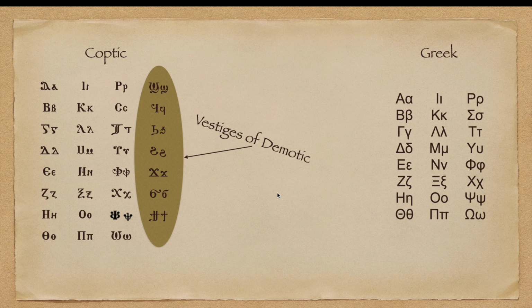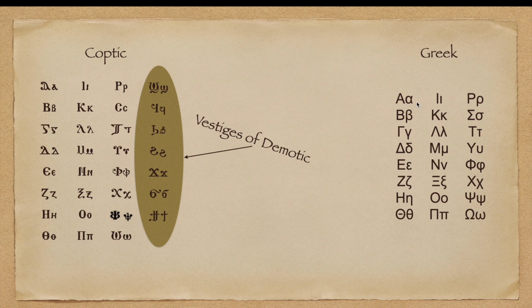Now, of course, there are obvious exceptions to this, right? If we go over here, Xe, the uppercase looks super funky over here in Greek, but the lowercase looks very familiar if you're at all familiar with the Coptic, both uppercase and lowercase.